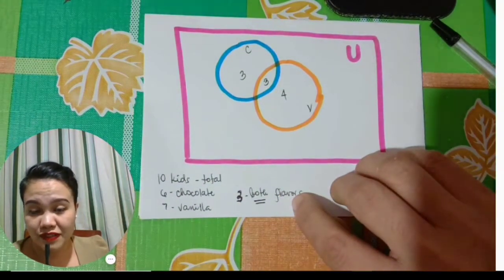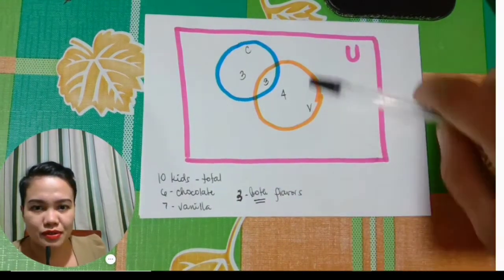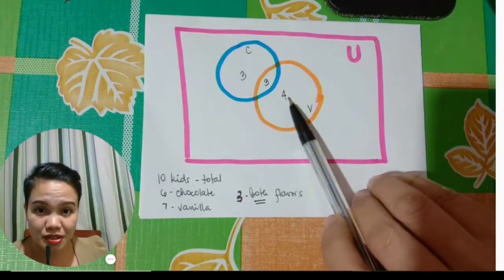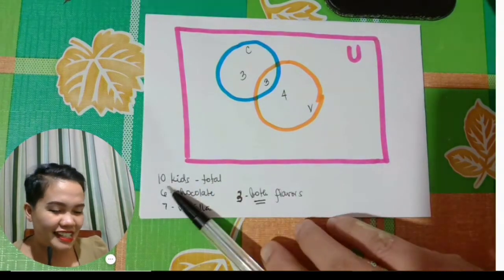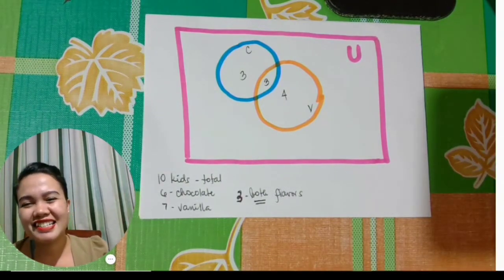3 chose both flavors, chocolate and vanilla. And let's see if we already have the total. Let's try to add. 3 plus 3 plus 4 equals 10. So that's it. That is your Venn diagram.